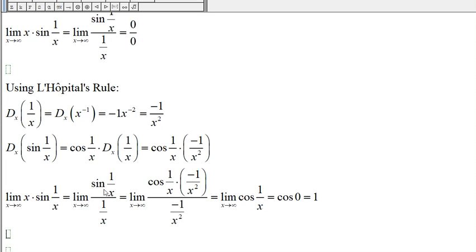And so the limit of sine of 1 over x over 1 over x is the same as the limit of the derivative of the numerator divided by the derivative of the denominator. Derivative of sine of 1 over x is cosine of 1 over x times negative 1 over x squared. And then derivative of 1 over x is negative 1 over x squared.